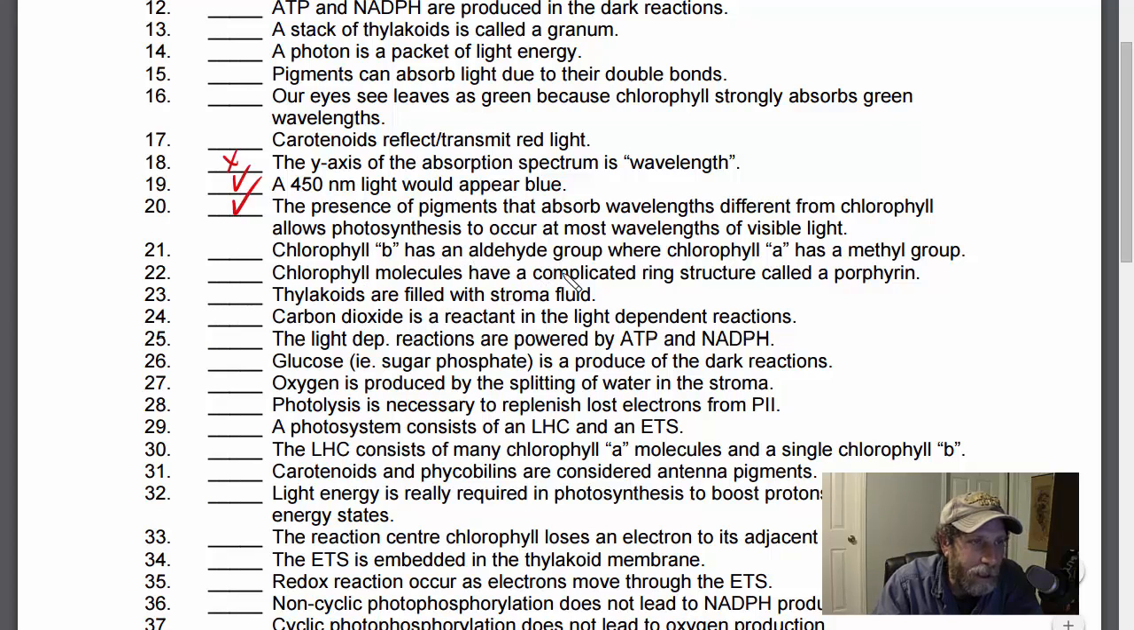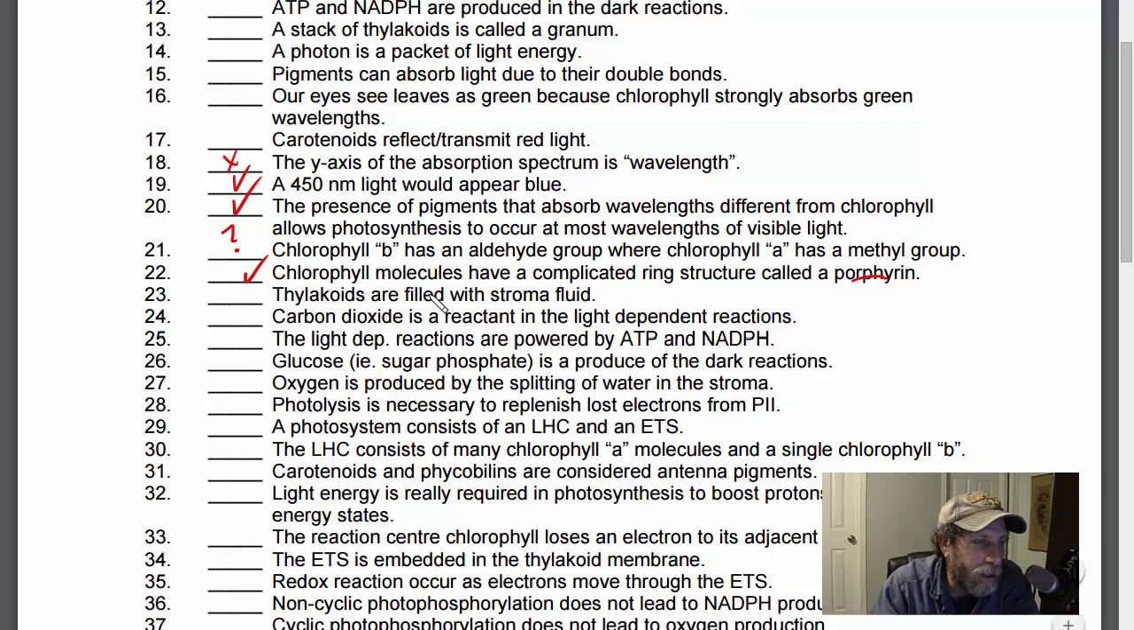Number 21. Chlorophyll B has an aldehyde group, whereas chlorophyll A has a methyl group. Oh, I actually forget. I honestly don't remember, and I'm not going to ask you guys to remember. It's either that or it's the other way around. I don't know. Look it up. Let me know. Number 22. Chlorophyll molecules have a complicated ring structure called a porphyrin. Yes, that's true. That's that head part.